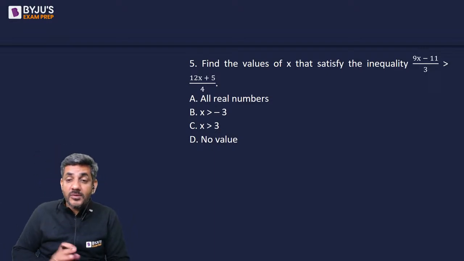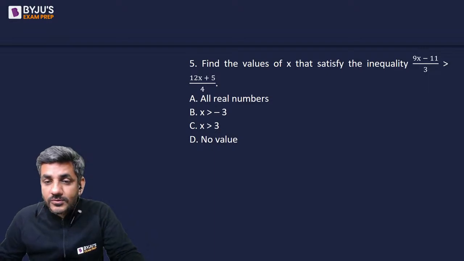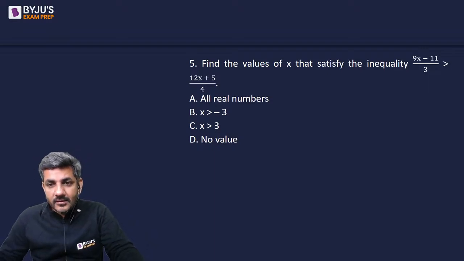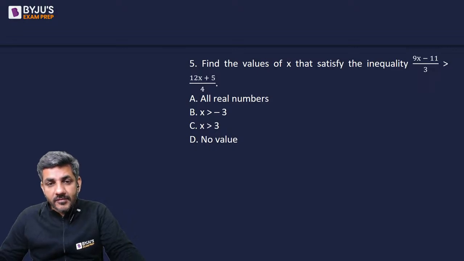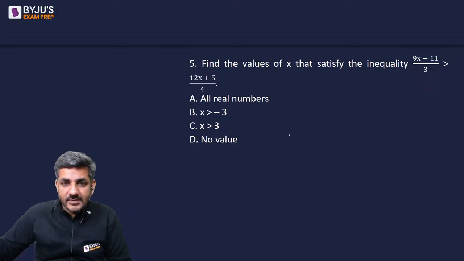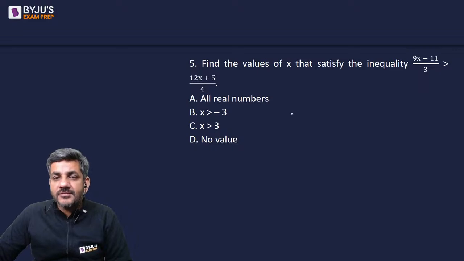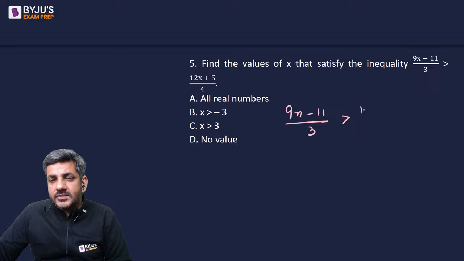We have got a new topper this time, which is very good to see. Though Music Core and Krish Modi, you should not let that happen. But very good, Krishna. Let's see if that is the right answer. Find the values of x that satisfy the inequality: (9x minus 11) divided by 3 is greater than (12x plus 5) divided by 4.